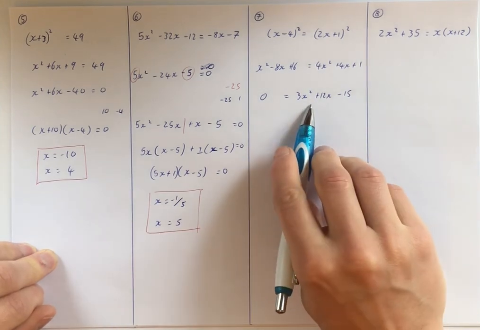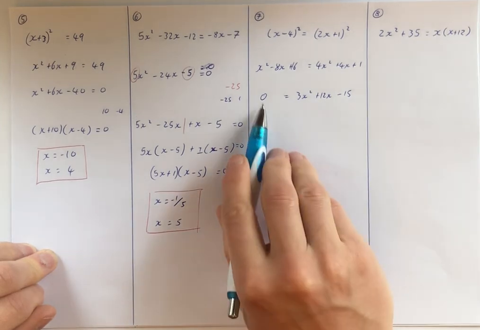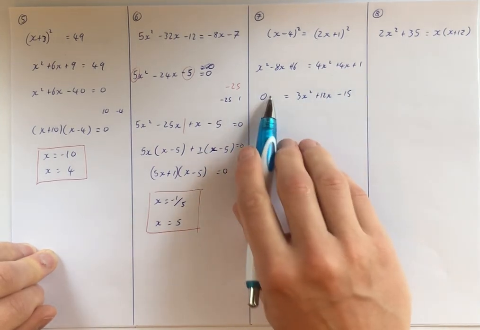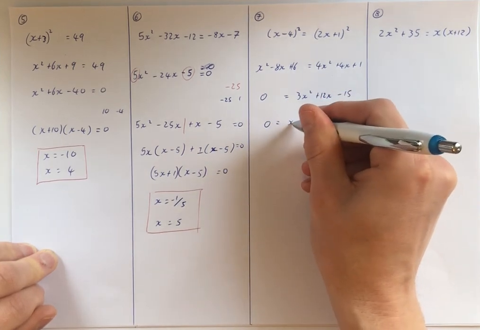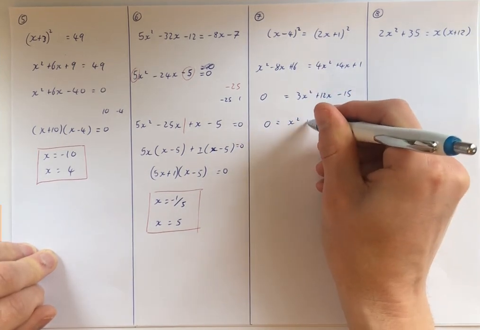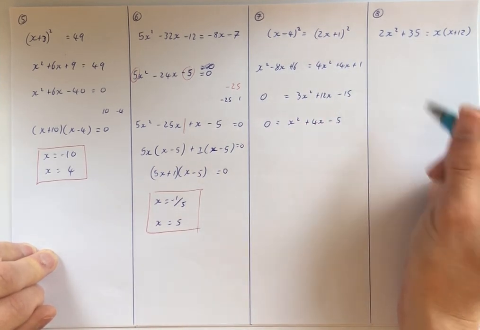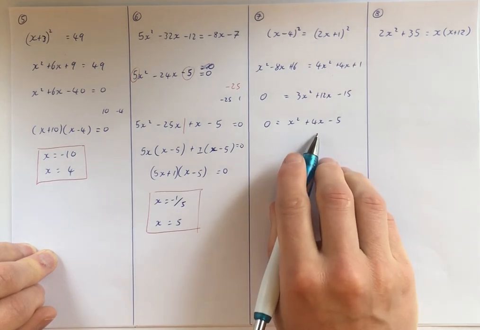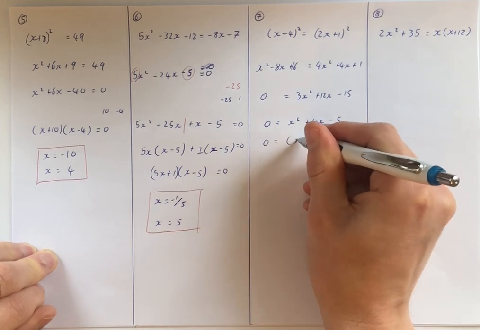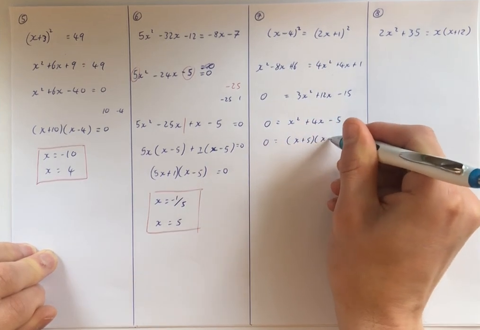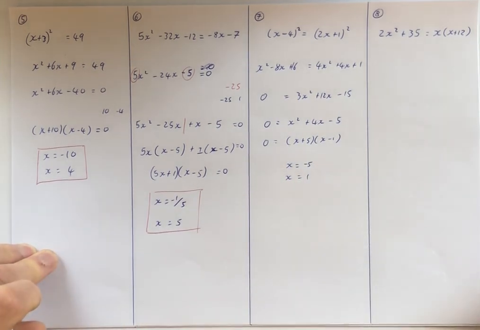Cool. So now I've got 3x squared plus 12x minus 15 equals 0, common factor of 3. What happens when I divide every single term by 3? Well, 0 divided by 3 is 0. 3x squared divided by 3 is x squared. 12x divided by 3 is 4x. And negative 15 divided by 3 is negative 5. Alright, I think I actually did this one right at the start of the video. So when we factorise this, it will go to positive 5, negative 1, and our solutions are negative 5 and 1.